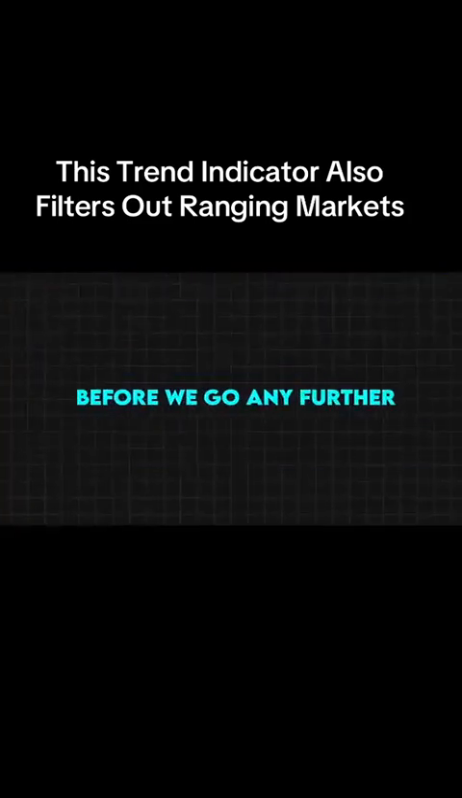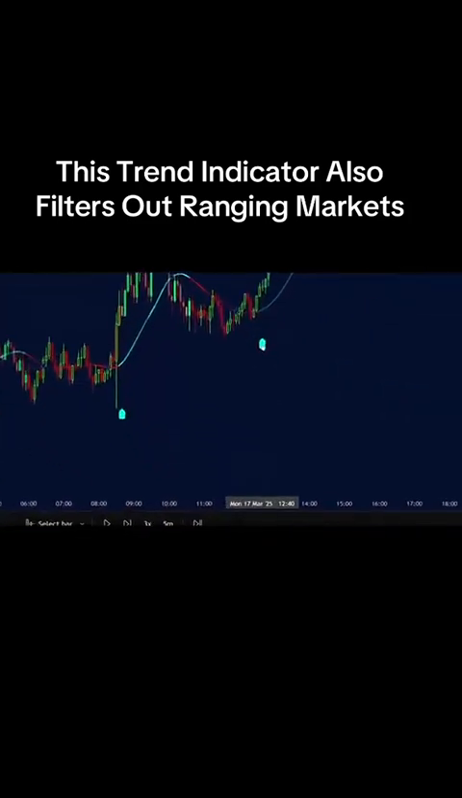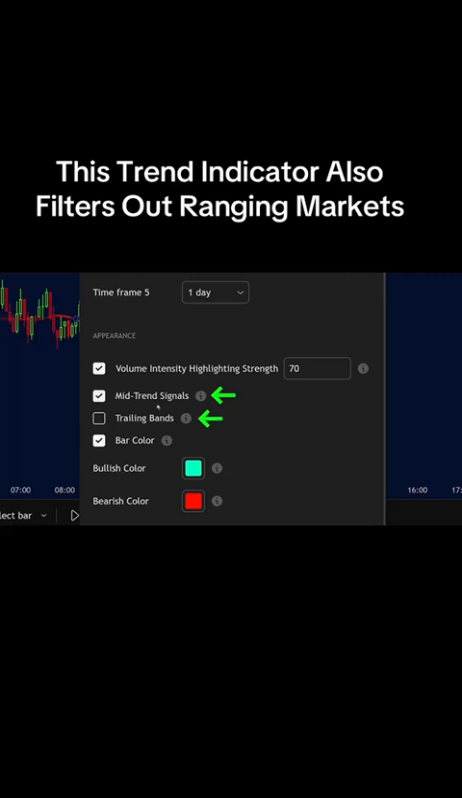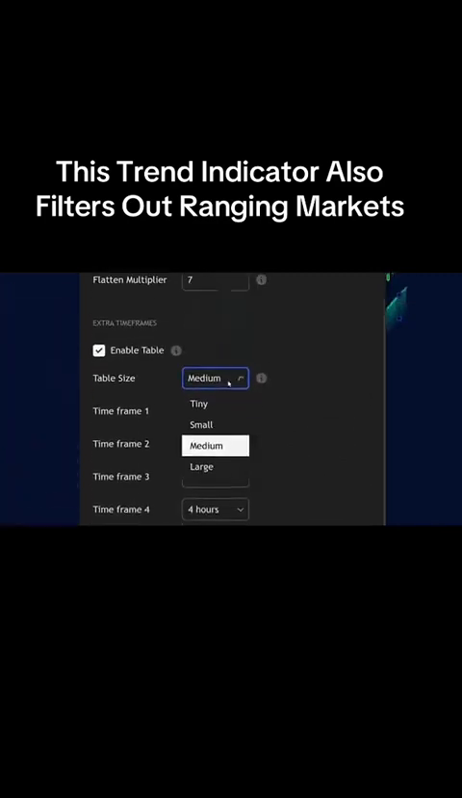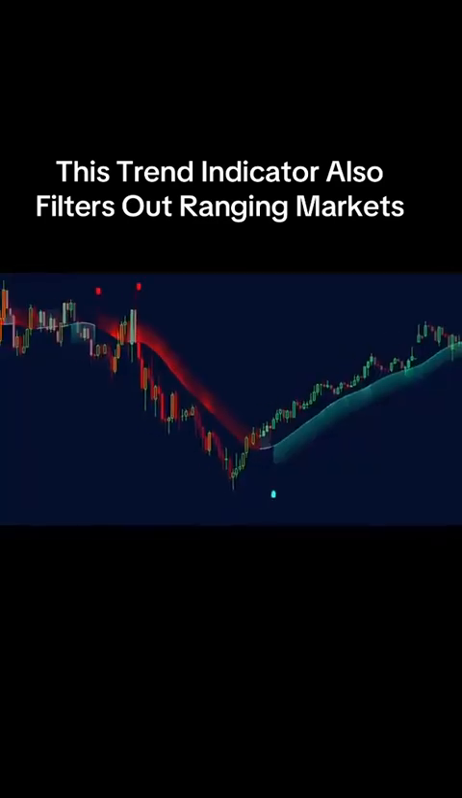But before we go any further, let's adjust the settings so we can see all the necessary components. Double-click on the indicator and activate these 2 disabled components, the mid-trend signals and the trailing bands. Also, change the table size to large and click OK. Now, we can see the full power of this indicator.